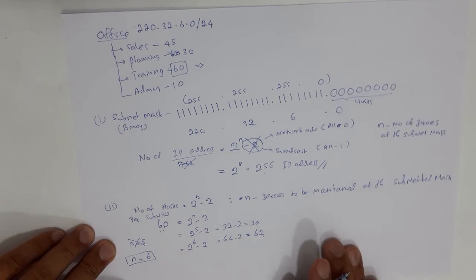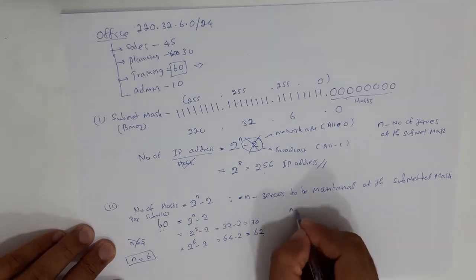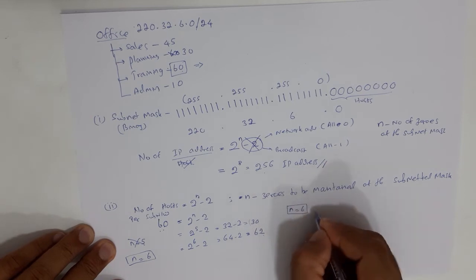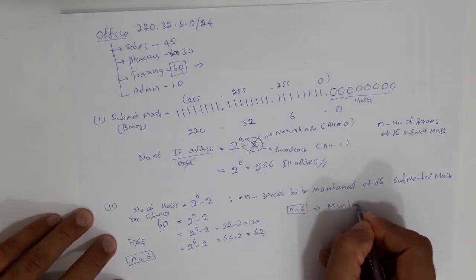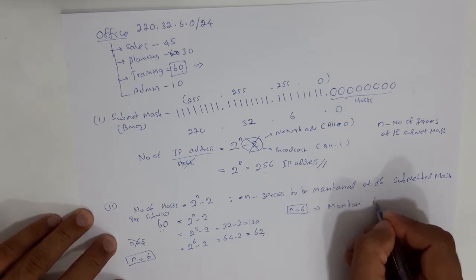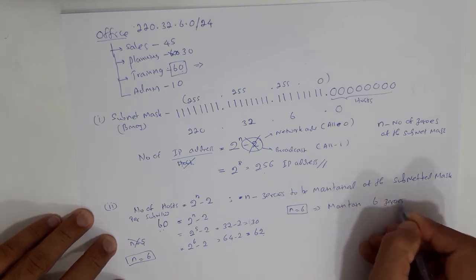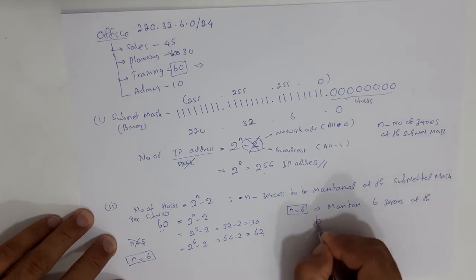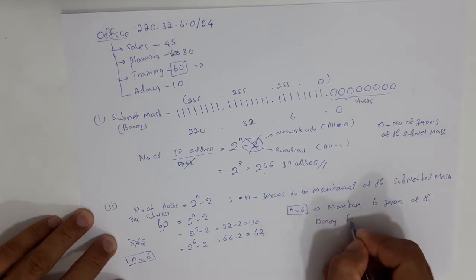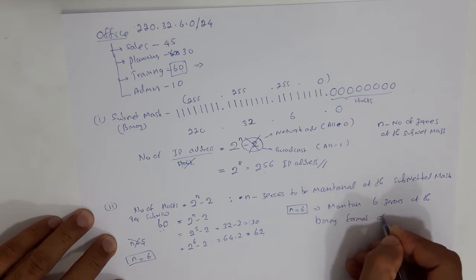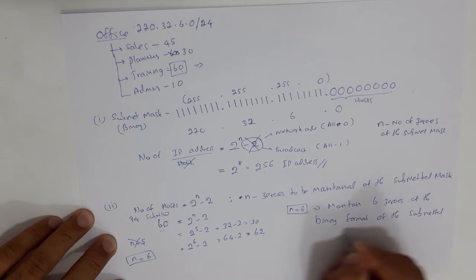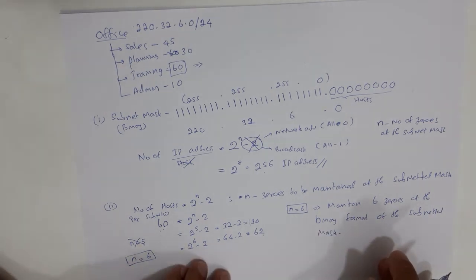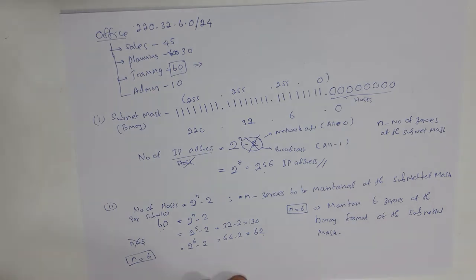n equals 6. Then what is this n equals 6? Here we got it as n equals 6. What is the meaning of it? So we must maintain how many zeros? We must maintain 6 zeros in the binary format of the subnetted mask. Now we found how many zeros to be used in our subnetted mask.